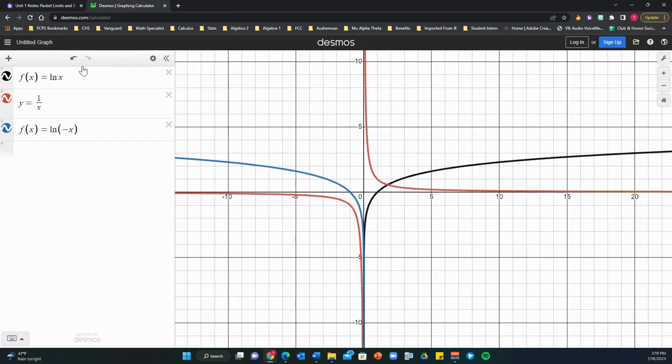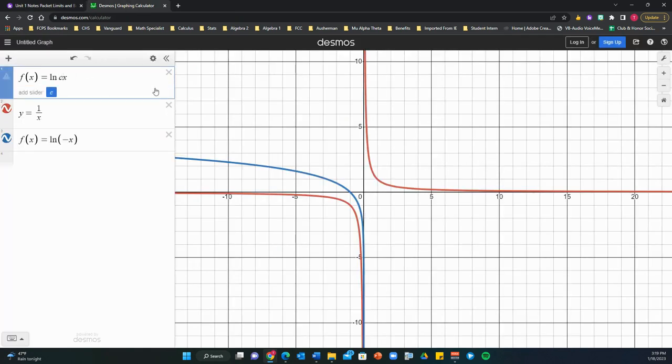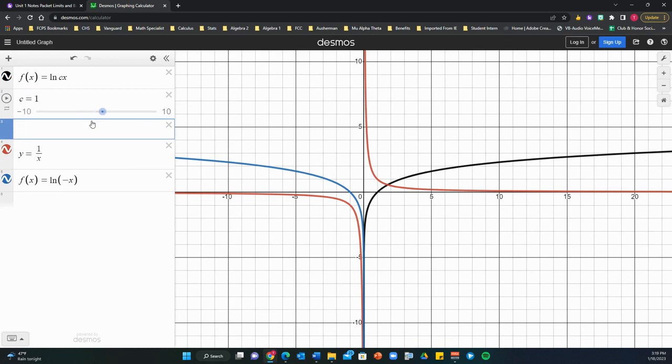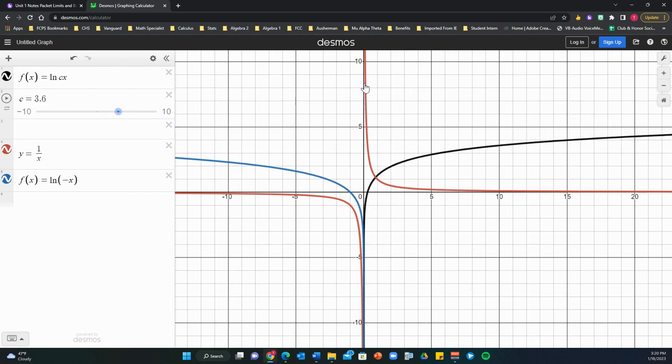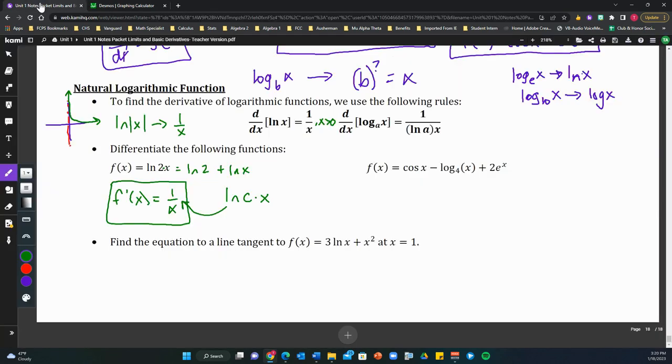So let's explore that a little bit here in Desmos. Let's add a constant in front of here. So when I change this c value, if you look at it very carefully, it doesn't actually look like it's changing the shape of the graph. It actually has the effect of a shift. It looks like it's moving the graph up and down. And what that means is the steepness of the graph isn't changing at all. And that's why we still remain with that derivative of 1 over x. So it's a special little thing that happens because of the expansion properties of these logarithms.